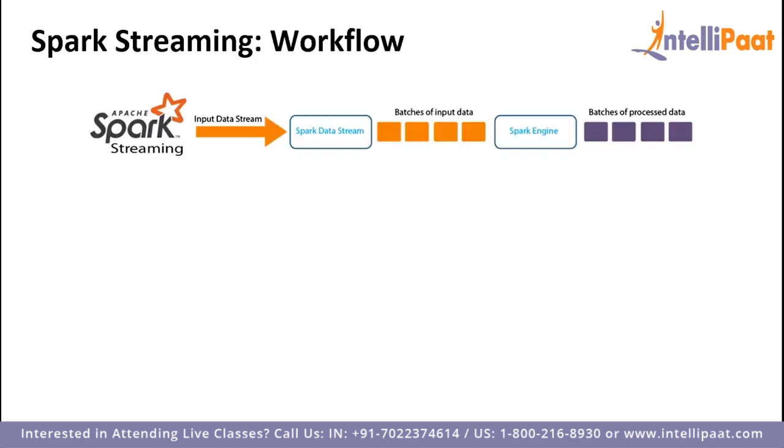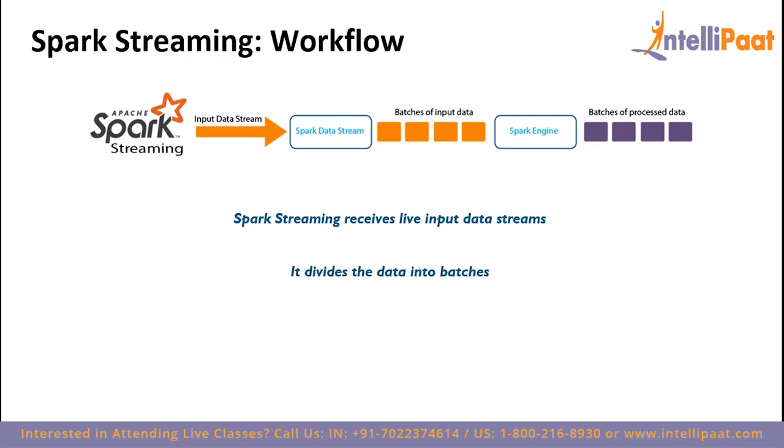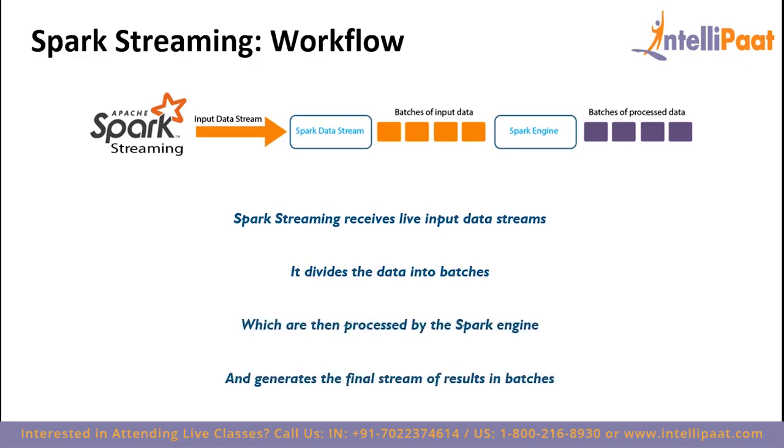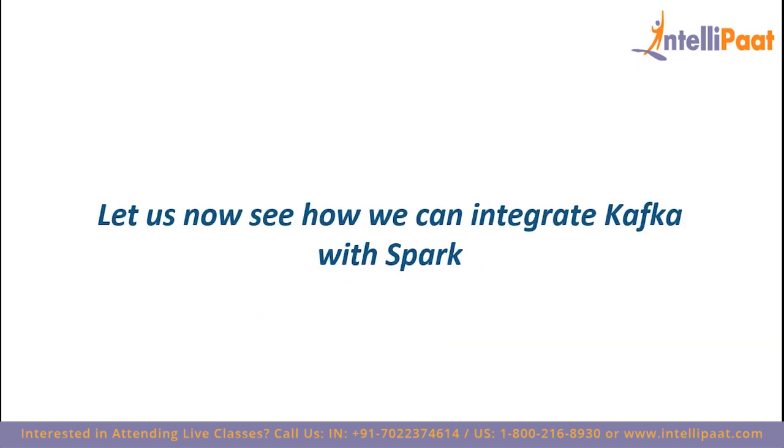So now let me brief you about how Spark Streaming works. As you can see here in the diagram, Spark Streaming receives live input data streams from various sources. It divides the data into multiple batches, which are then processed by the Spark engine and generates the final stream of results in batches. So now we'll implement a demo on how to integrate Kafka with Spark Streaming.